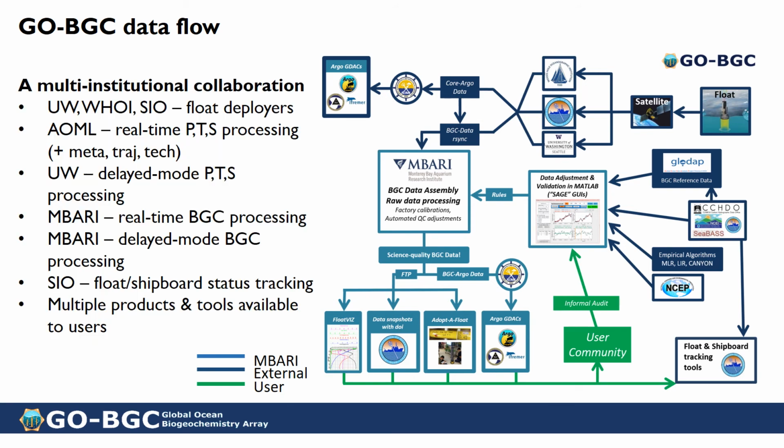So the data flow for the GO-BGC program is a multi-institutional effort. The diagram on the right tracks the flow of data from float to end user. Three institutions are responsible for float deployments and transfer of raw data: UW, HUI, and SIO.